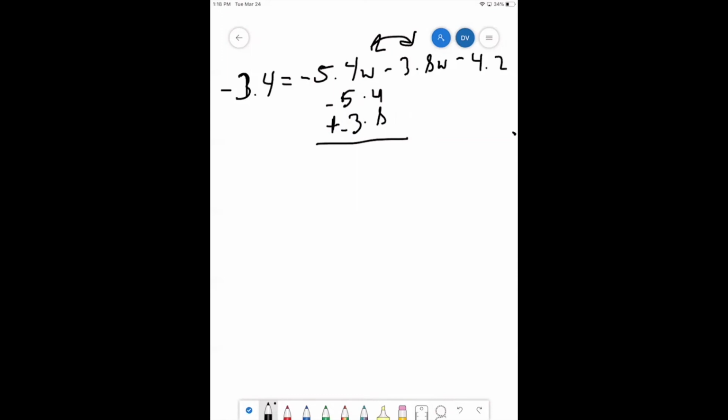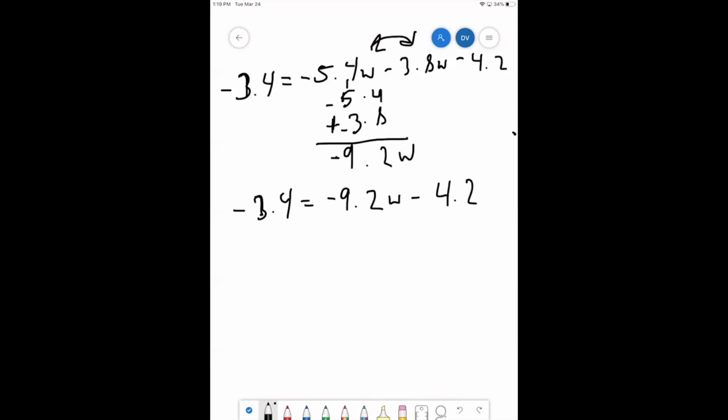So 8 plus 4 is 12. Carry the 1. 5 plus 3 is 8. Plus 1 is 9. It's still negative. Oops. And then just bring down your decimal. So negative 9.2. And don't forget our W, right? So now we have negative 3.4 equals negative 9.2 W minus 4.2.